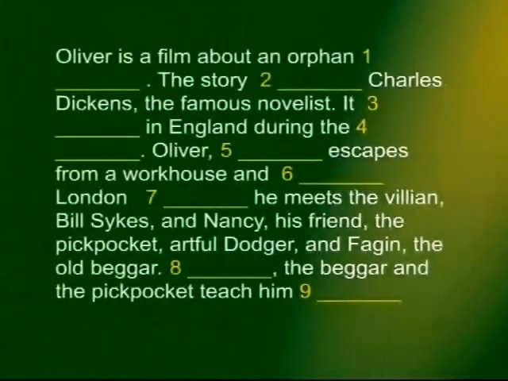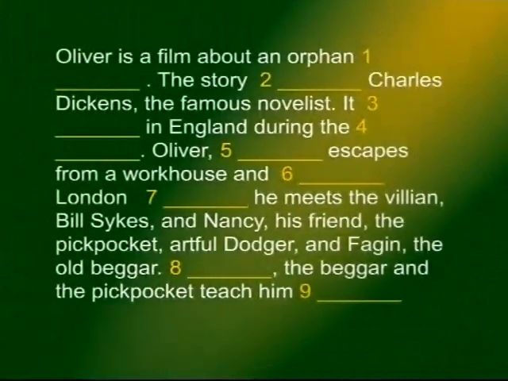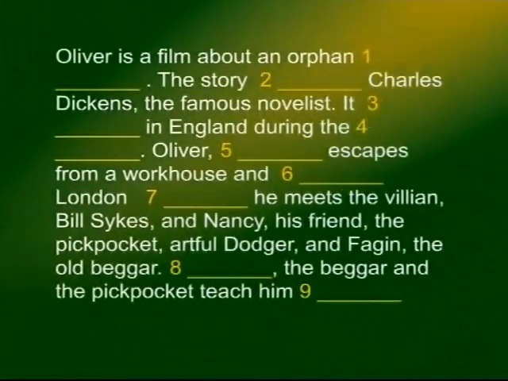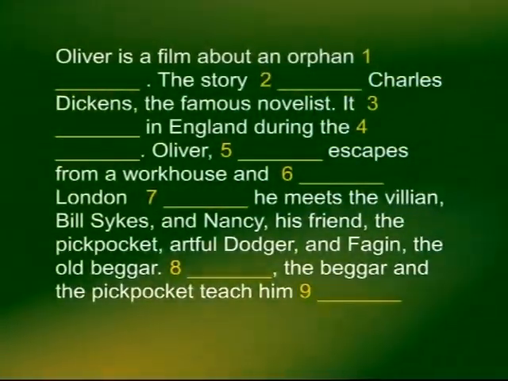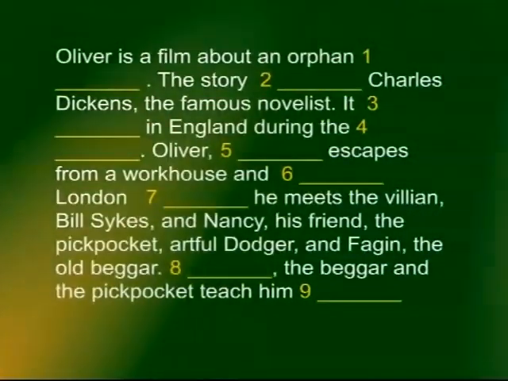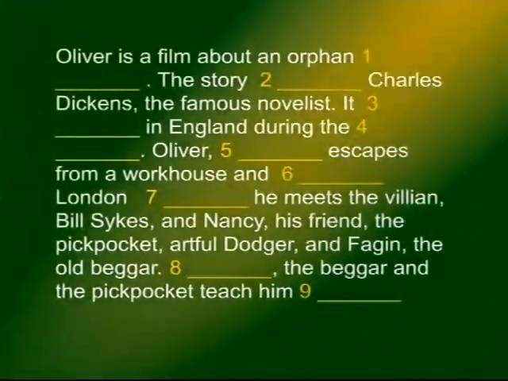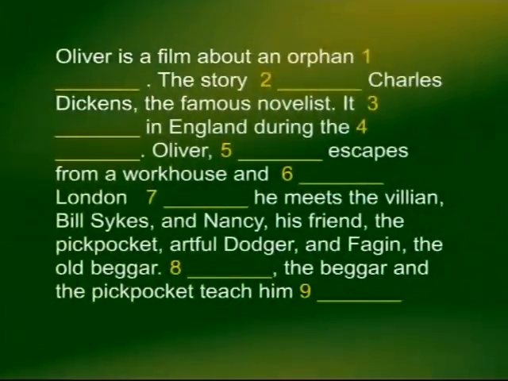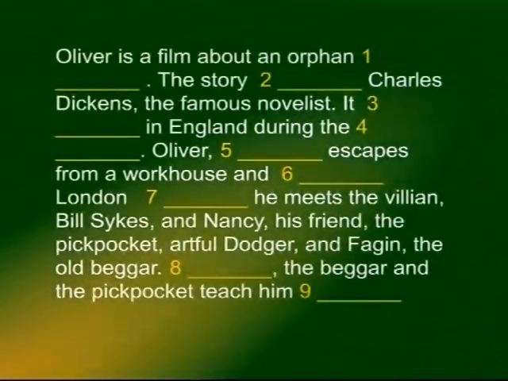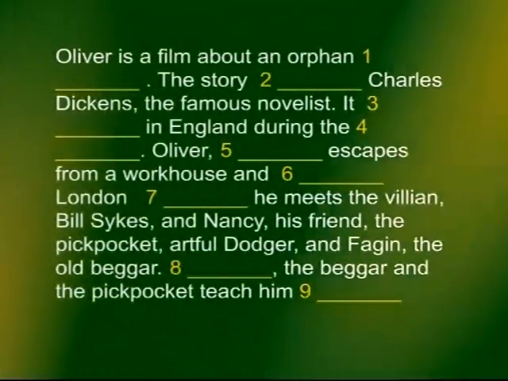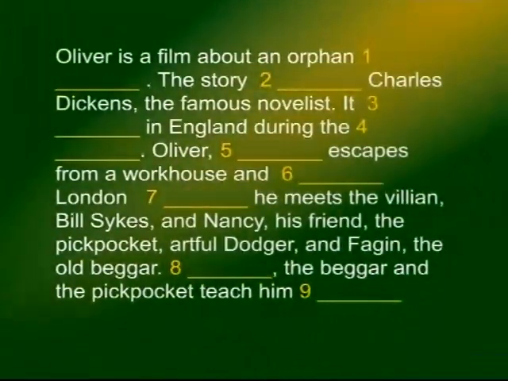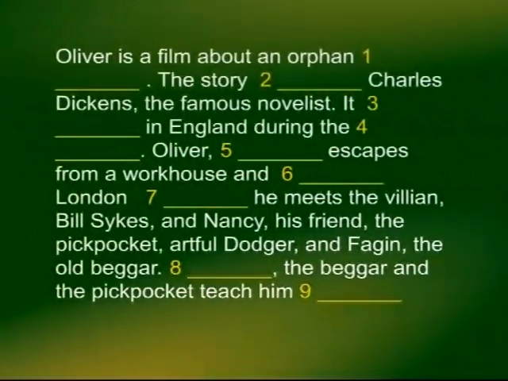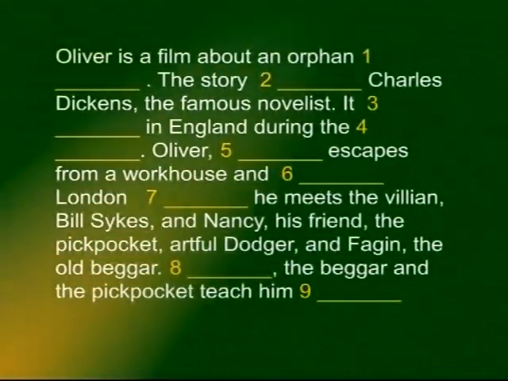It's a very interesting passage. It's about Oliver Twist. If you've read the passage, it's about a novel written by Charles Dickens, and this is about the film. Oliver is a film about an orphan boy, orphan child. It's entirely up to you. You can even have about a boy who lived in London. You can fill in anything. The story is written by Charles Dickens, the famous novelist.